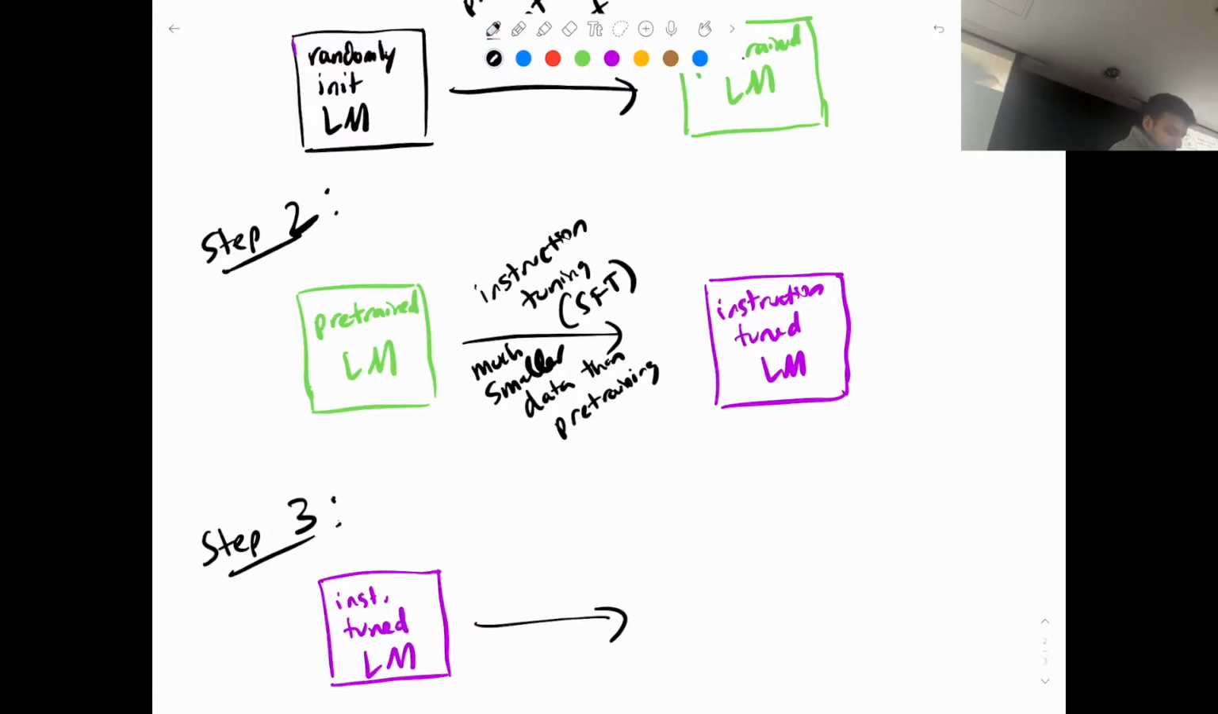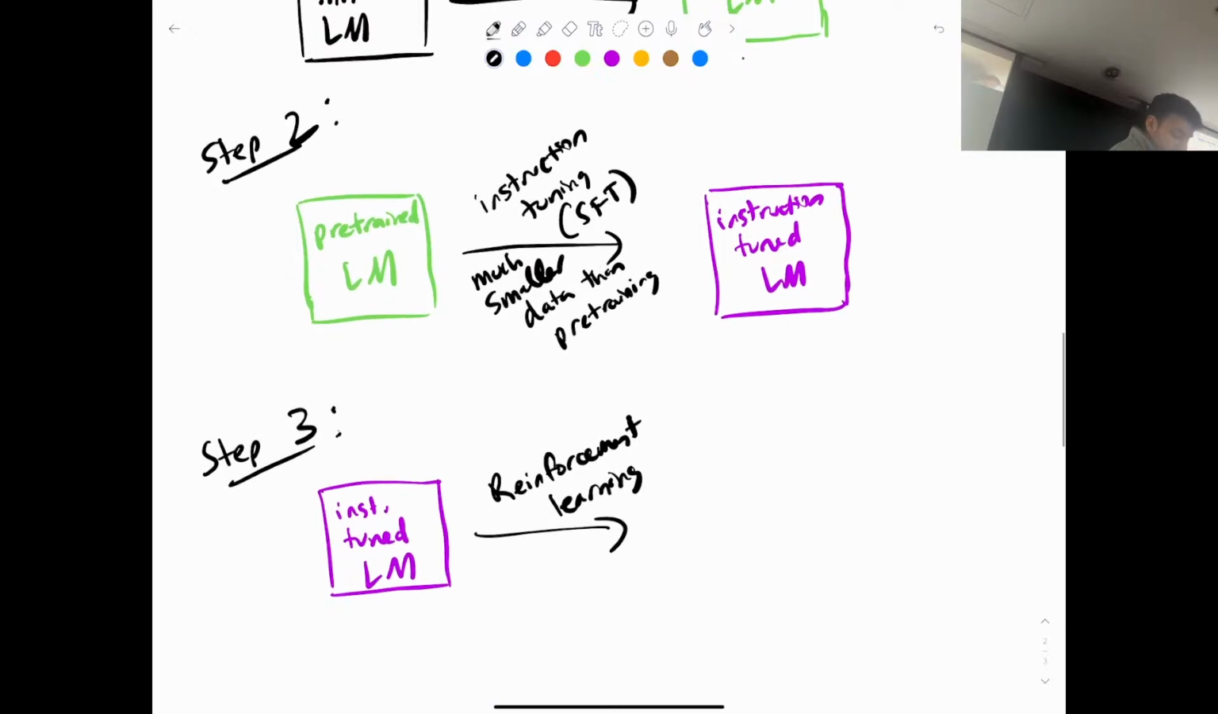And we will perform reinforcement learning on this model. There are many different RL algorithms that people have proposed to deal with this. Oftentimes, this is a way for injecting human preferences.